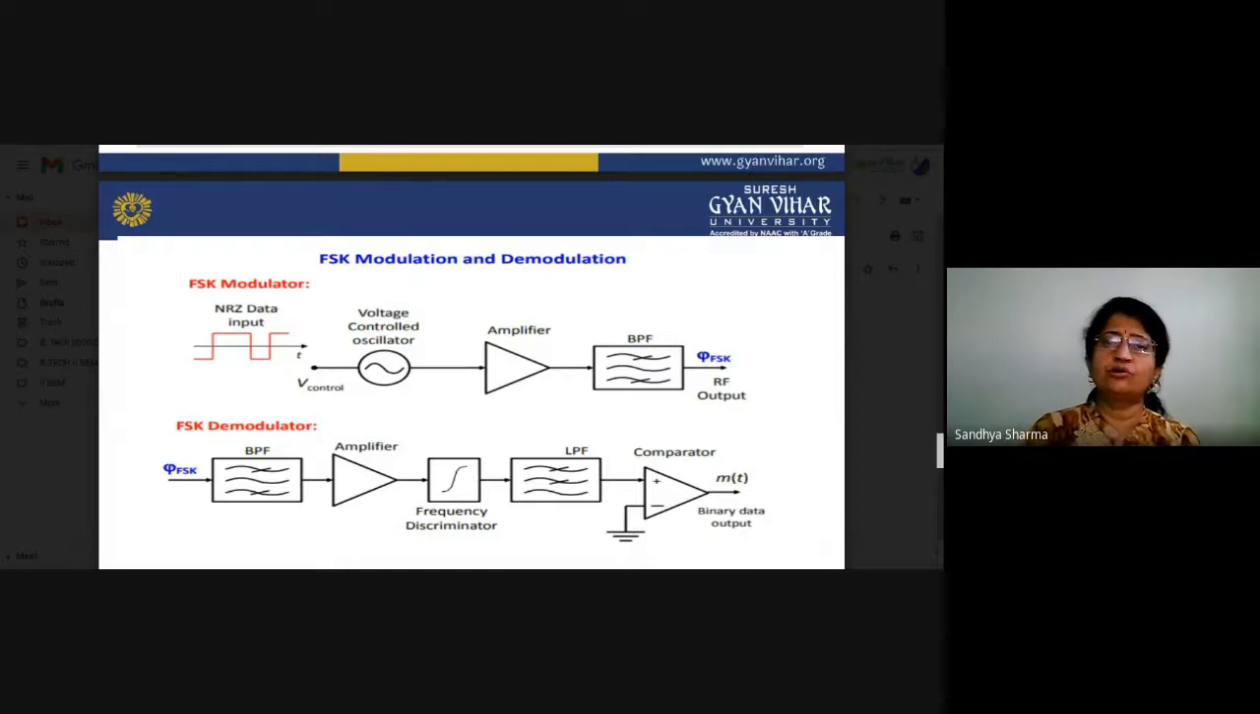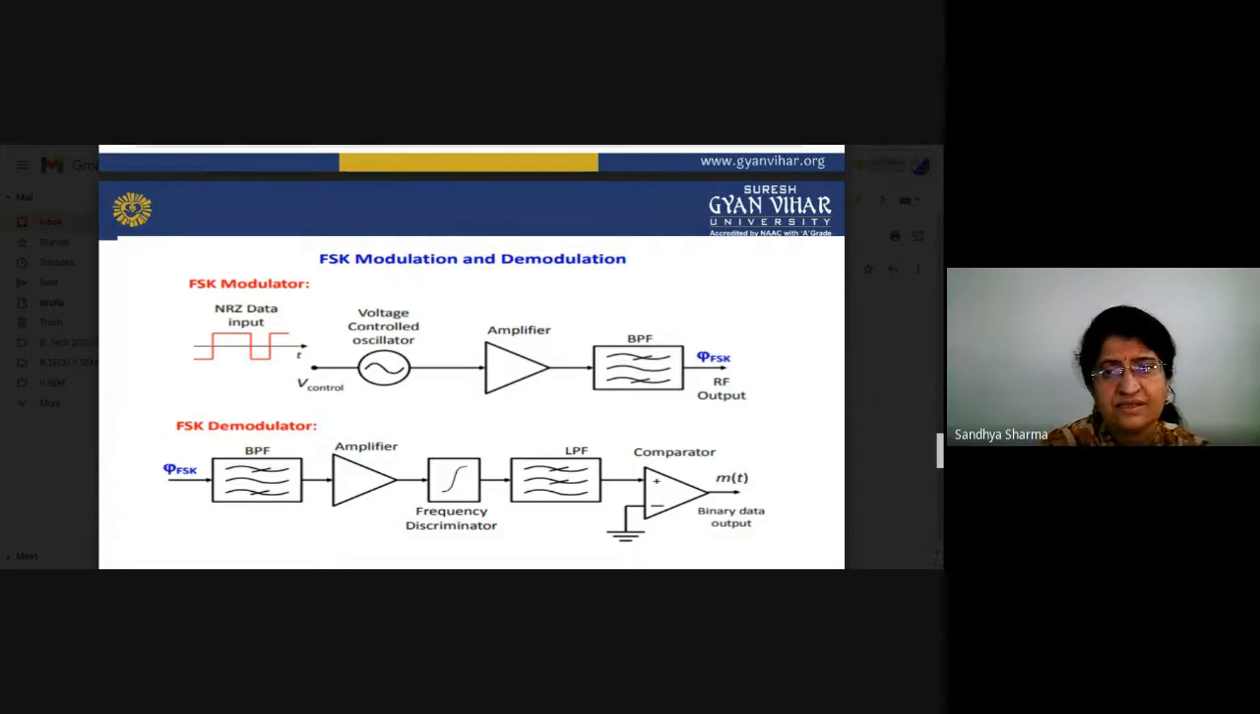Now we will see FSK modulation and demodulation techniques. The same thing also happens in ASK modulation and demodulation, where we can work on the coherent and non-coherent patterns. Before studying ASK modulation and demodulation, first of all we will see FSK. So what will happen in the FSK modulator? You have a digital signal, voltage controlled oscillator, amplifier, BPF and RF output.